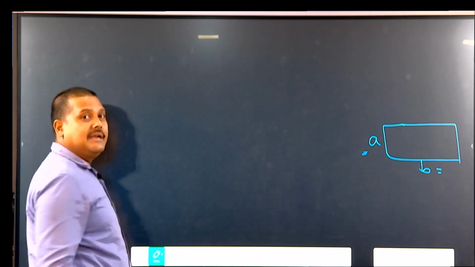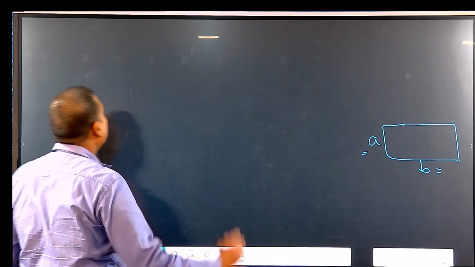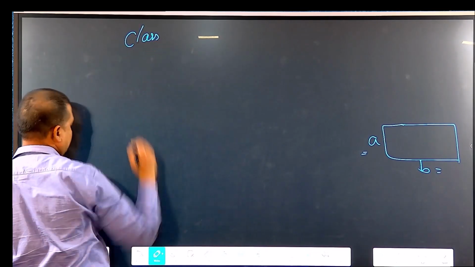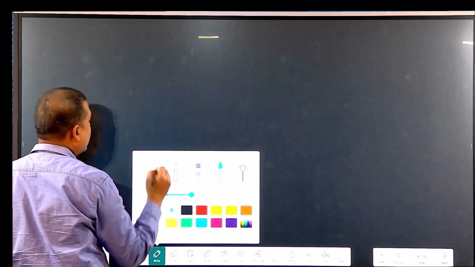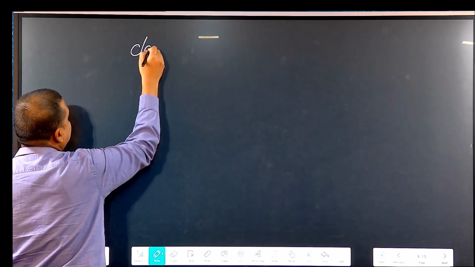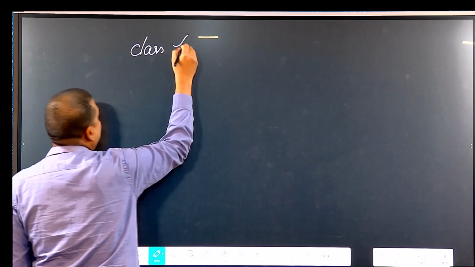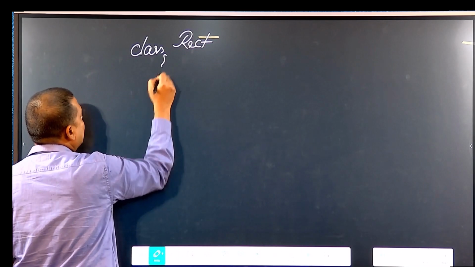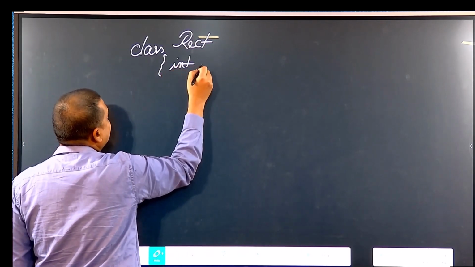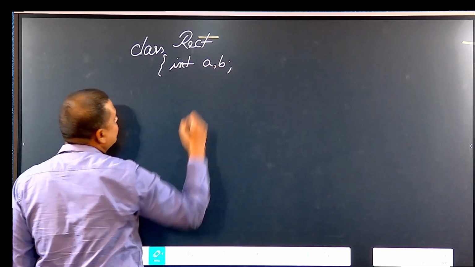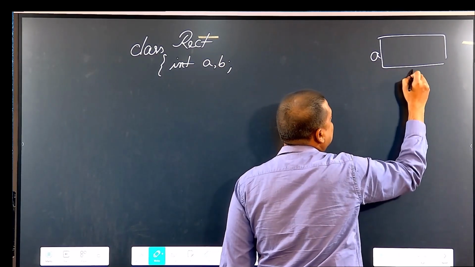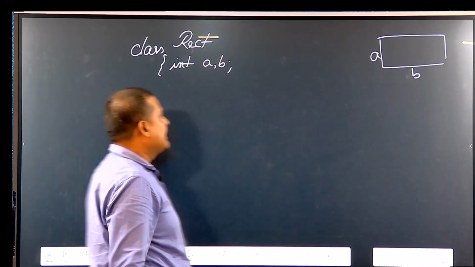So, I will create a template for the rectangle. Okay. So, I will create some class. Say for example, I am giving the name rect, R-E-C-T, rect is the class name. Here we have two variables, one is int A, another one is B. So, this is my rectangle, and these are the two different sides of this rectangle.